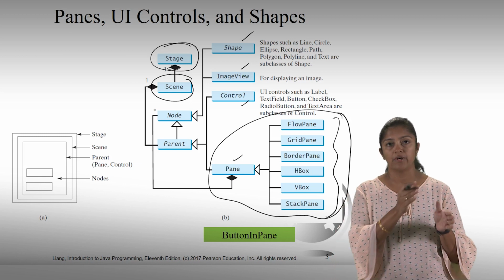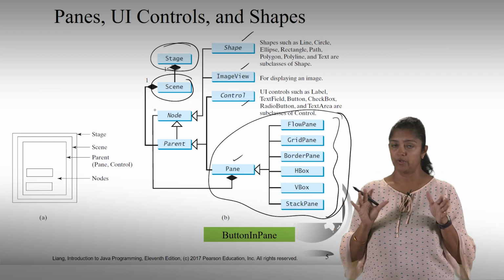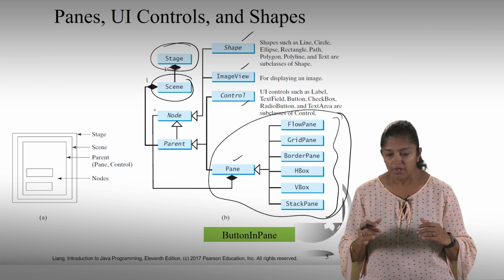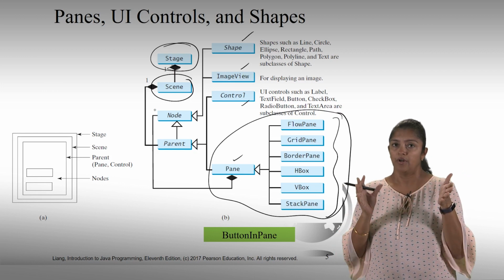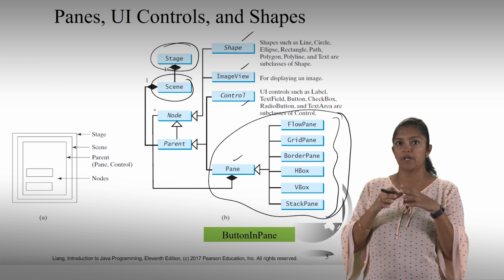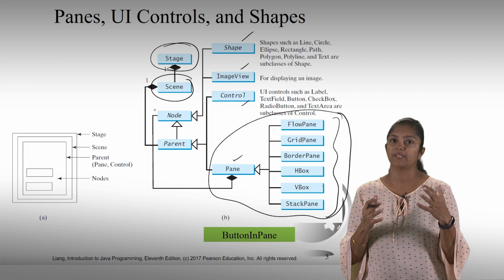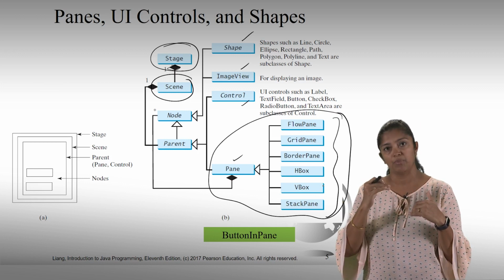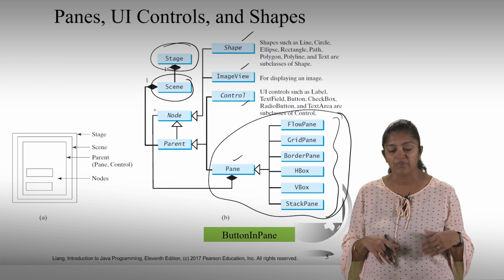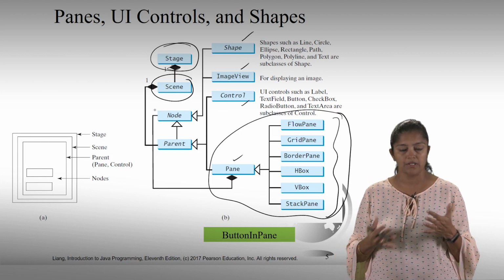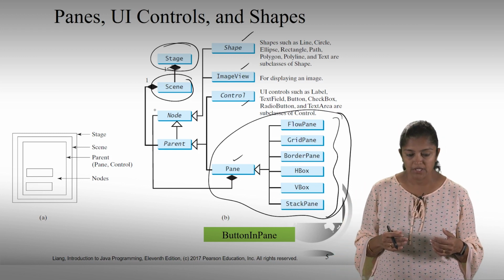There's a FlowPane wherein the elements will appear in a certain flow. There's the GridPane if you want to arrange things in the form of a grid or a table. There's a BorderPane if you want to arrange items in, say, the left corner of the stage, or the right corner, or in the center, or the top or bottom. Then there's the HBox and a VBox. HBox will arrange your items horizontally. VBox will arrange them vertically. And then there's a StackPane where you stack things one on top of the other. So there are these different panes, and based on your user interface needs, you can pick one or the other.